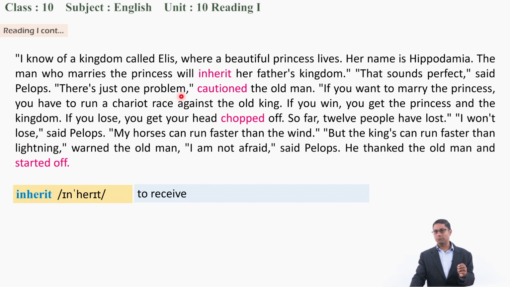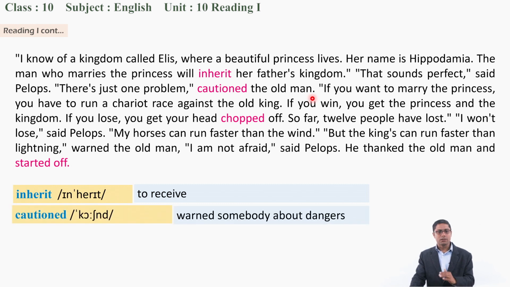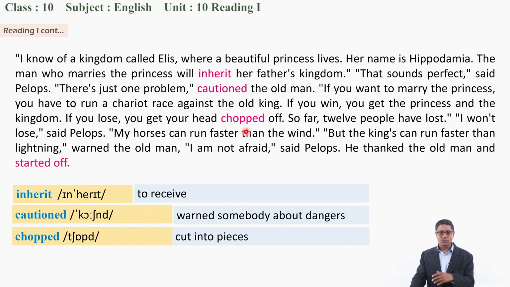"There's just one problem," the old man warned Pelops. The problem is, if you want to marry the princess, you have to run a chariot race against the old king, the father of the princess. "If you win, you get the princess and the kingdom." See, if Pelops could win, he would be the king. If not, what would happen? "If you lose, you get your head chopped off." Do you know the meaning of the word chopped? Chopped means cut into pieces. Cut. His head would be cut off.